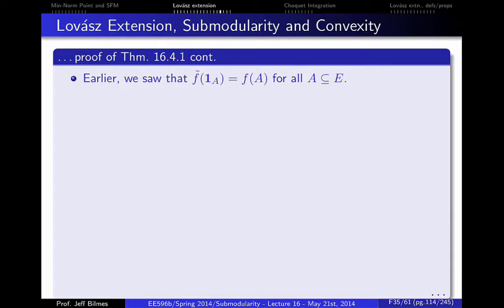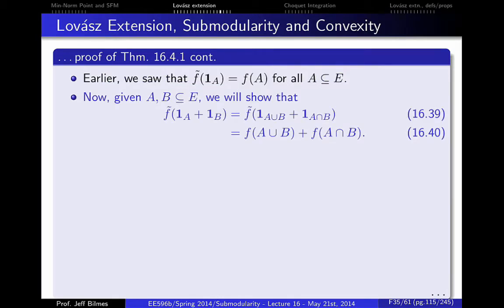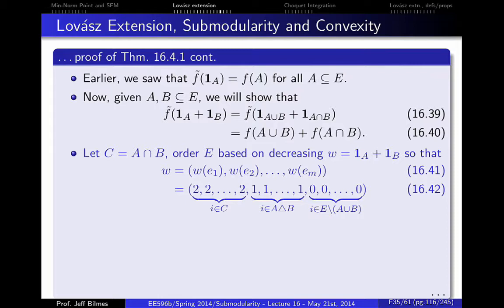We did show already that even when it's not submodular, the evaluations on the vertices are already the same. Okay. Now let's choose any arbitrary A and B. We want to show that if we take the characteristic vectors of A and B, add them together, and evaluate f tilde on the sum of these two vectors, that we know just by modularity is equal to this, because we're double counting the intersection. And that we're going to see is equal to the sum of the union and the intersection. The way we can show this is by defining C to be equal to the intersection.